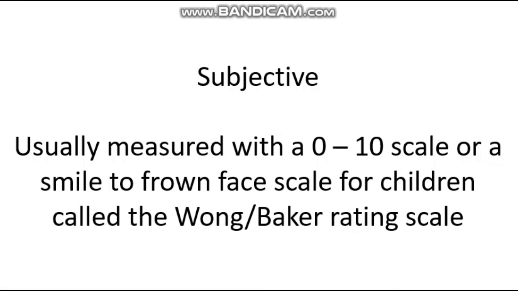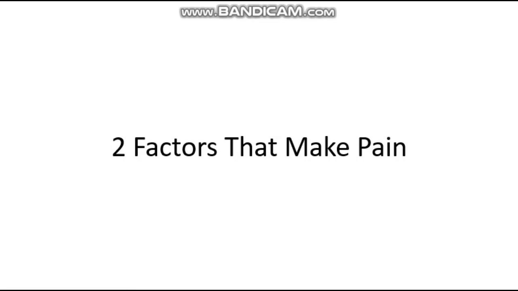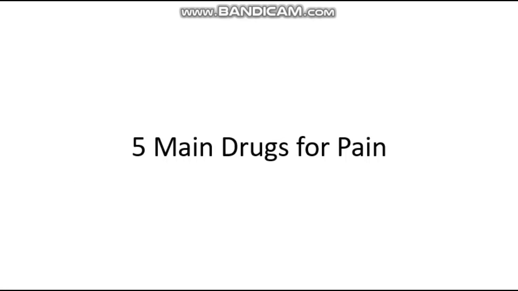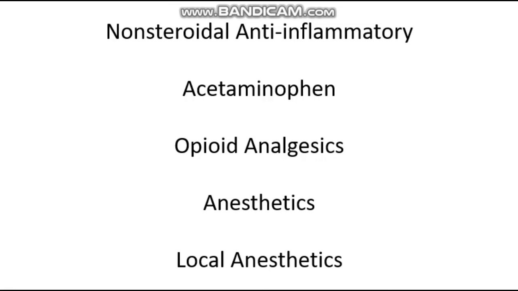Pain is subjective. It is usually measured with a 0 to 10 scale or a smile to frown face scale for children called the Wong-Baker rating scale. The 2 factors that make pain are the sensation of pain mediated by the CNS and the suffering or negative emotional response to the pain. The 5 main drugs for pain are nonsteroidal anti-inflammatory, acetaminophen, opiate analgesics, anesthetics, and local anesthetics.